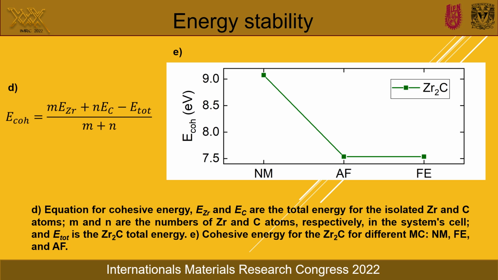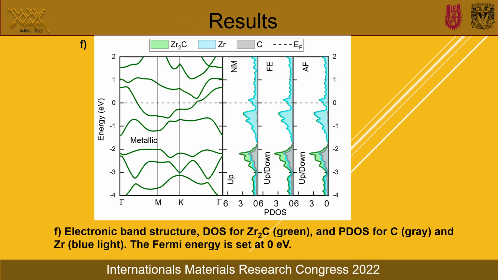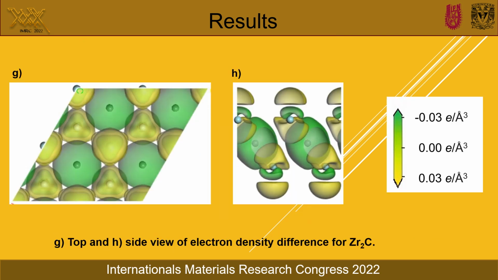The energetic stability was obtained by the cohesive energy. The figure shows that the non-magnetic behavior is the most stable. The band structure and the total and partial densities of states indicate that for all behaviors the system is metallic. The charge density difference shows that the carbon attracts the charge donated by the zirconium atoms.